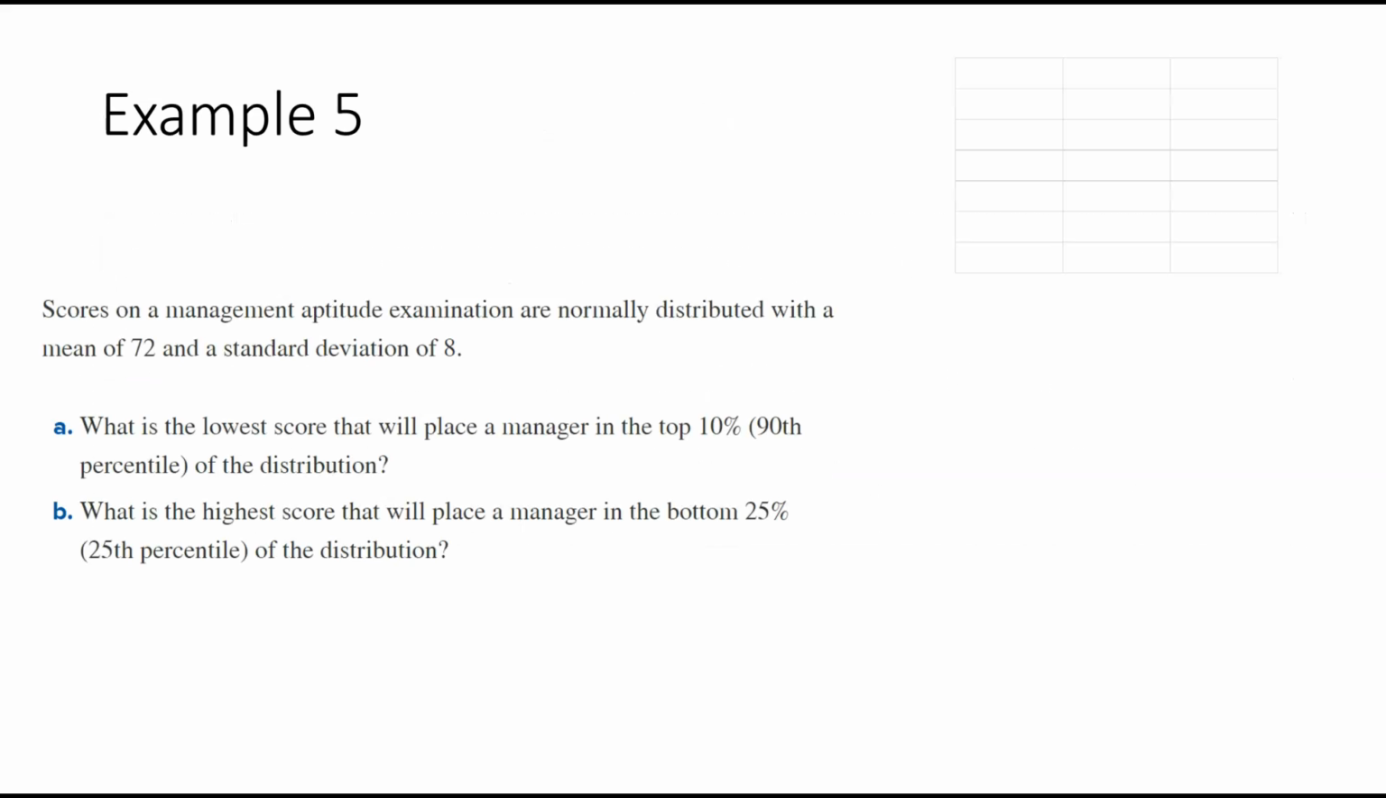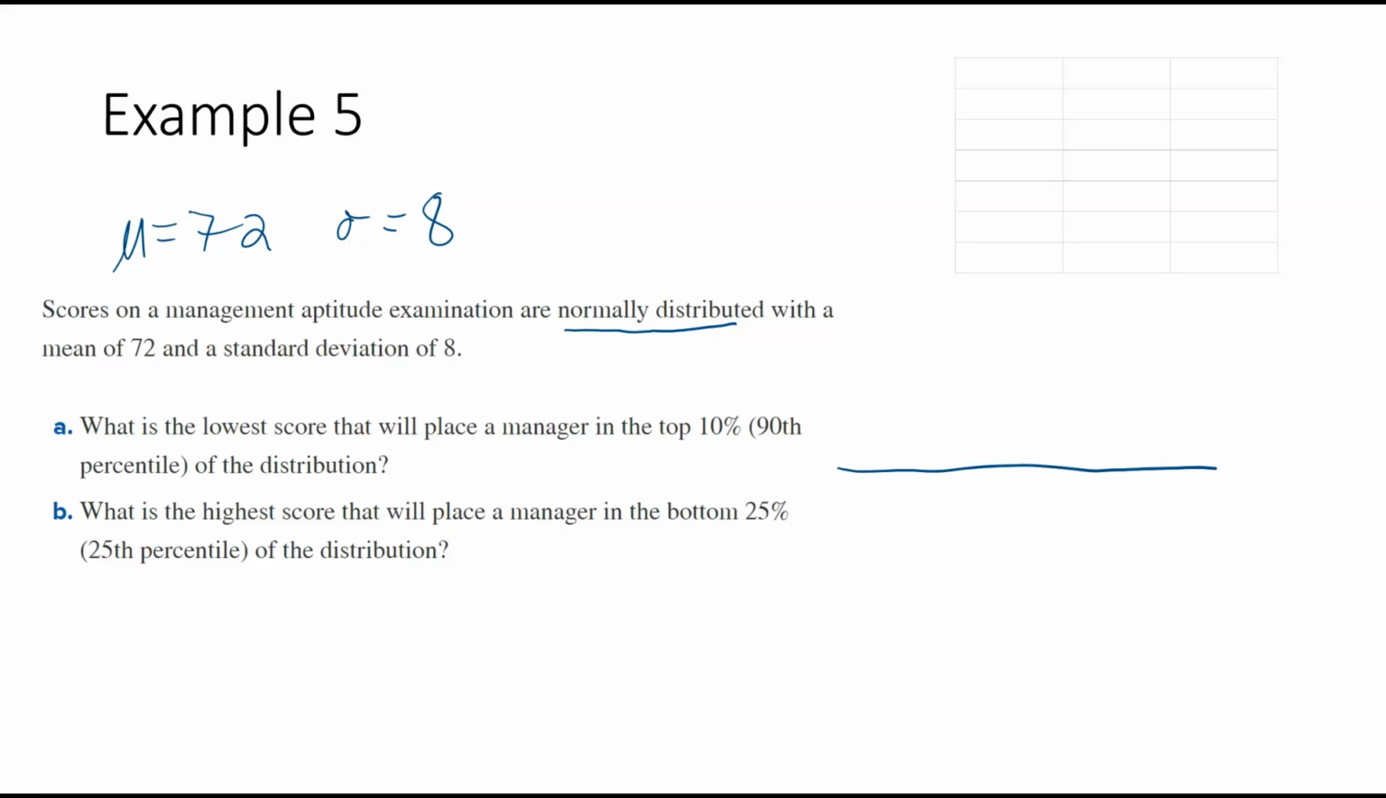So example 5 here, scores on a management aptitude exam are normally distributed with a mean of 72 and a standard deviation of 8. So this is not a standard normal distribution where mean is 0 and standard deviation 1, but it is normally distributed. So we can still use our normal distribution. So what is the lowest score that will place a manager in the top 10%?